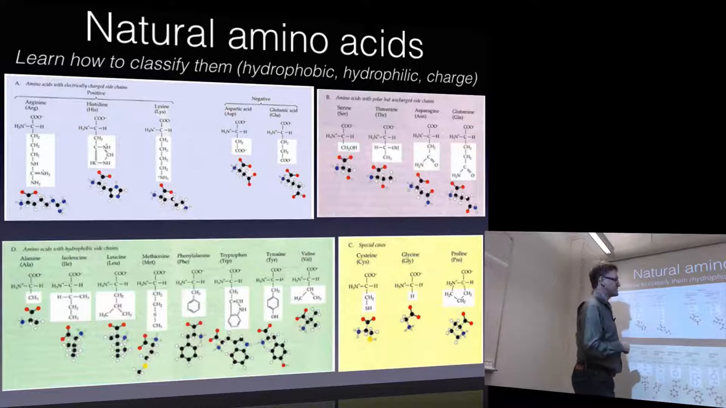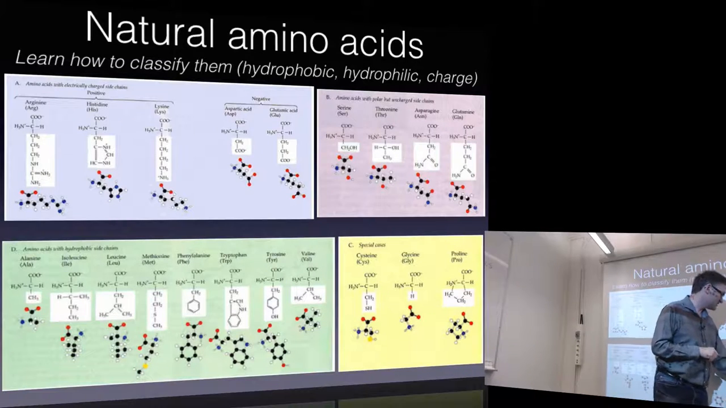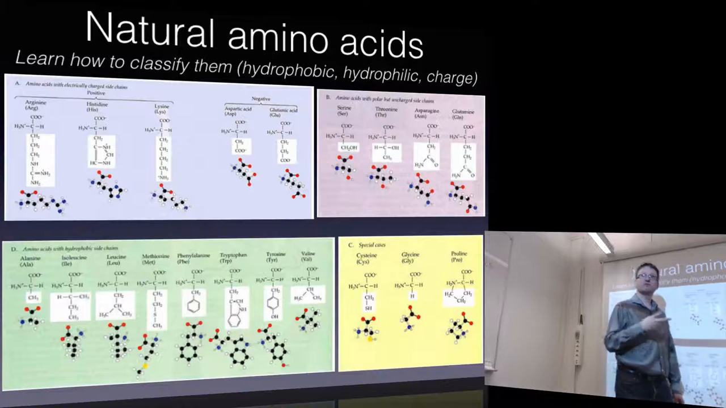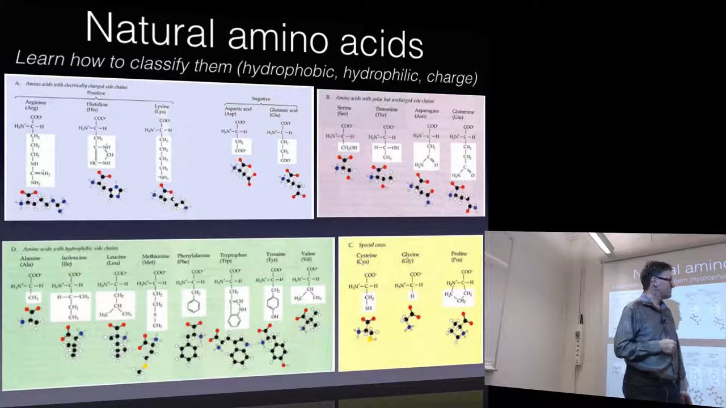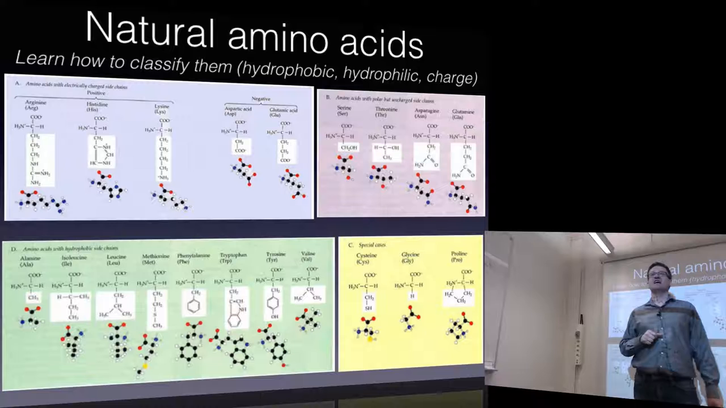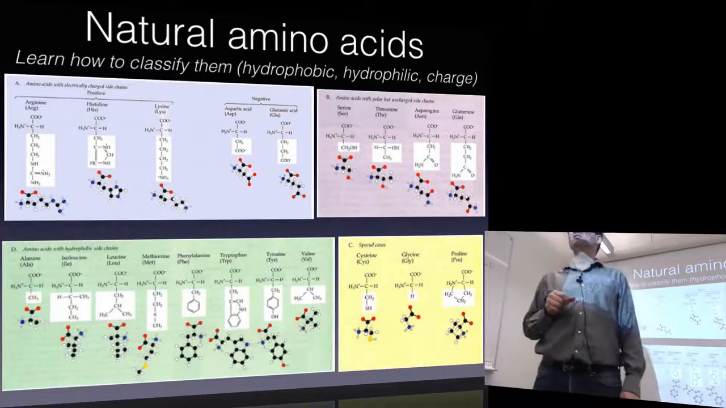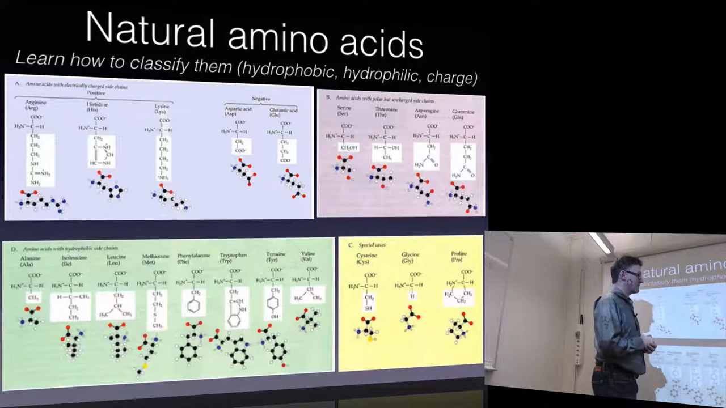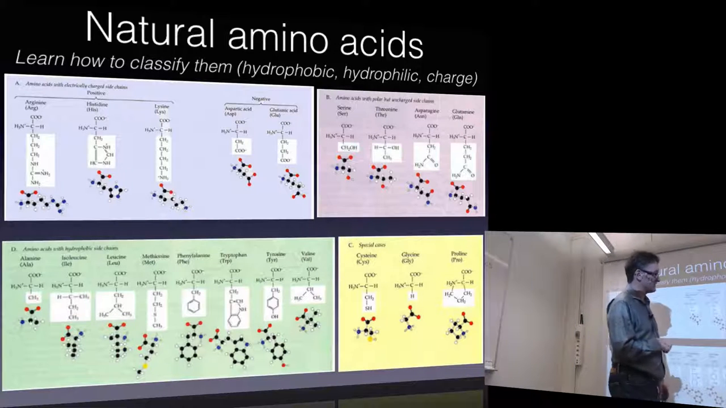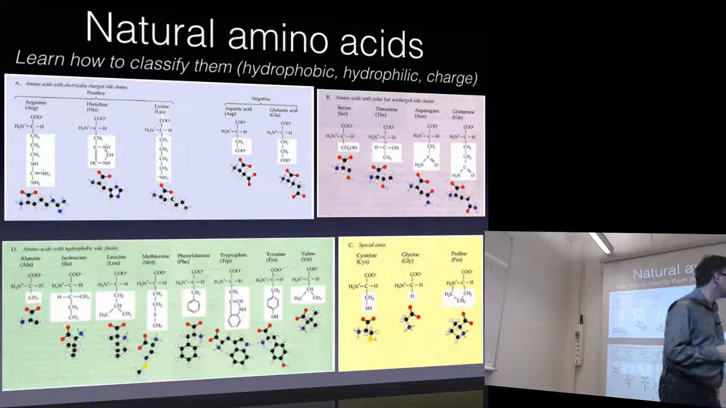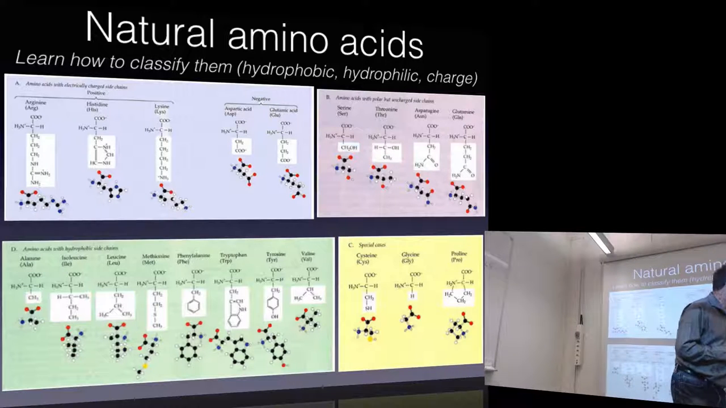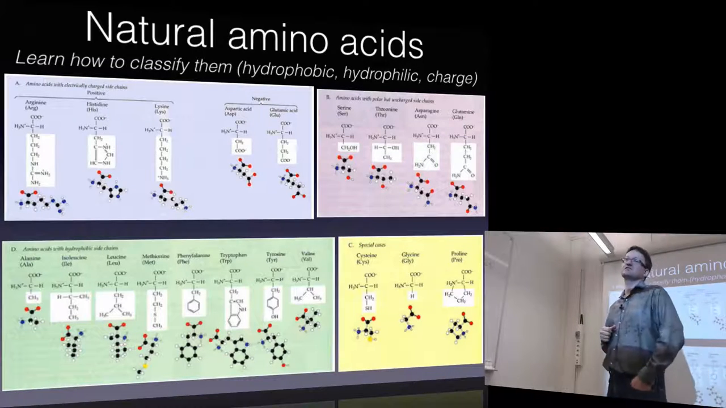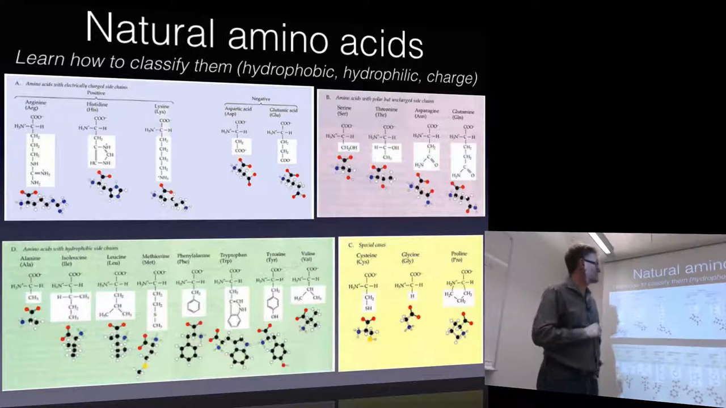And then there are some special ones like cysteine, which can form bonds between the two sulfurs, with different parts of the chain. Glycine, which is really small, the one with two hydrogens. And then proline is technically not an amino acid, but nobody cares. Everybody calls it an amino acid. Proline has this ring that connects back to the nitrogen, which means that we don't have the normal hydrogen on the nitrogen when this is bound in the chain. We'll see why that is special.